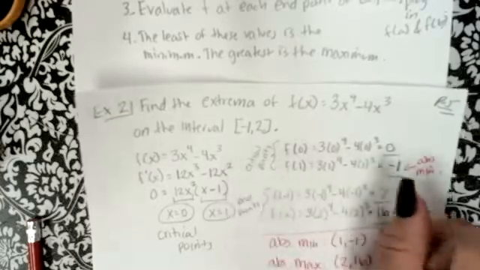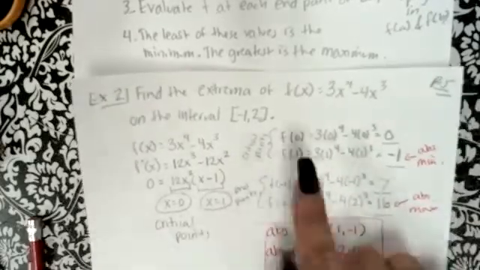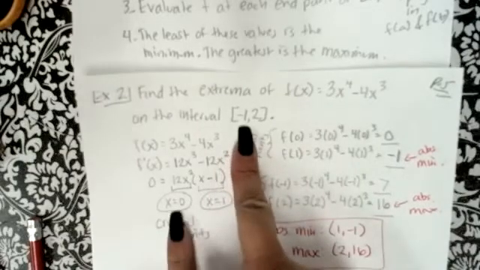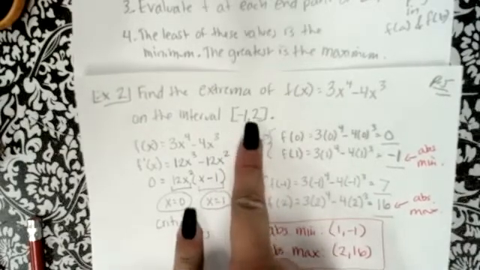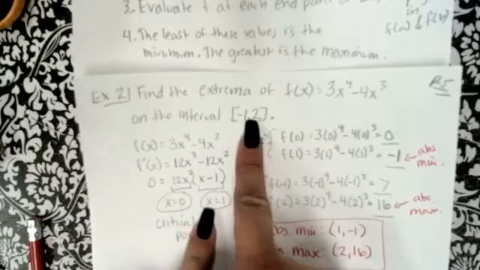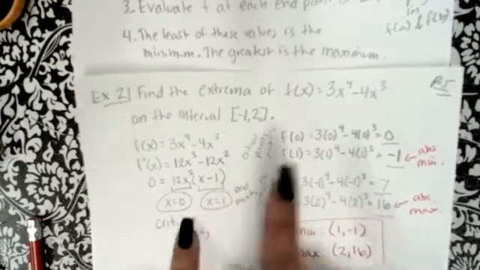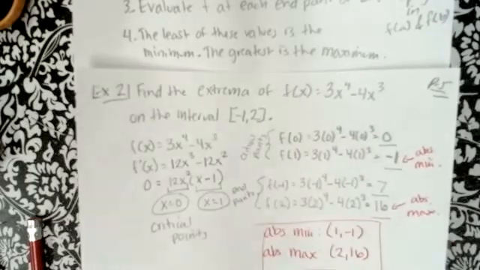Now, one thing I forgot to mention is, remember, you're looking on an interval. Your critical numbers have to be on the interval. If the critical numbers are not in this interval, then you don't even have to do it because you're not even looking at that part of your graph. All right, and that concludes our notes.